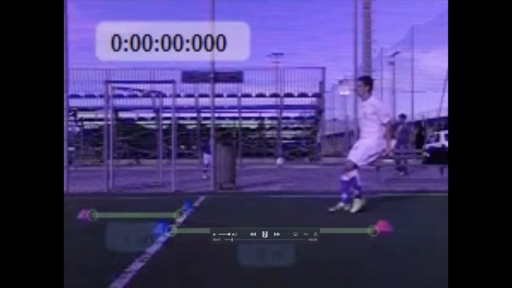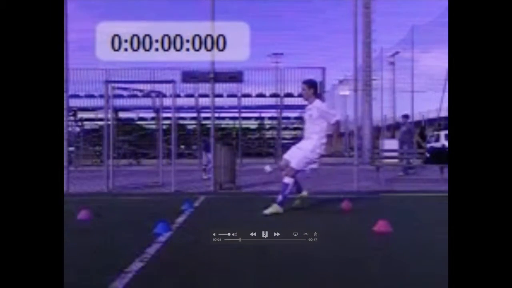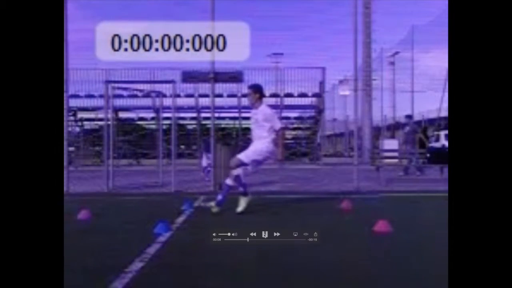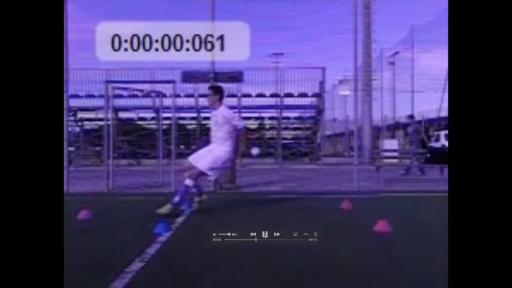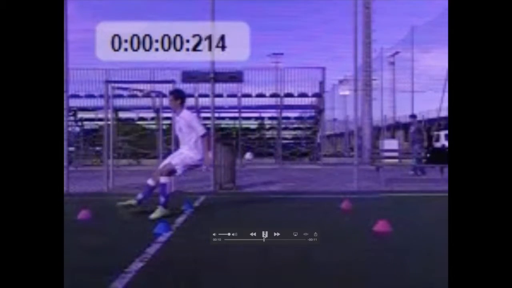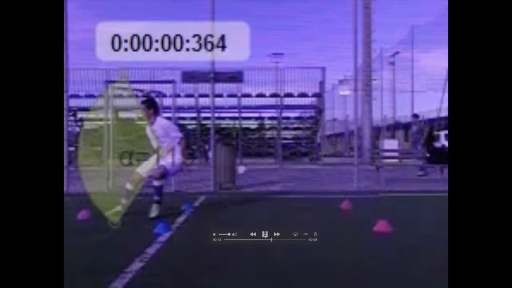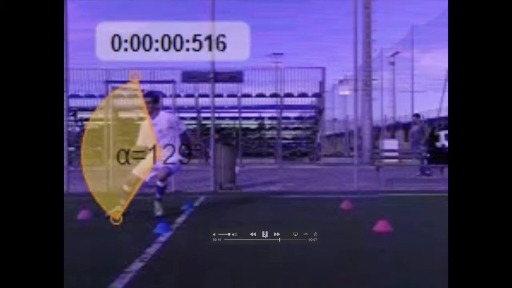Now we are going to see an athlete that performs a COD with a better load capacity of the core. The angle between lower and upper body is wider than the other athlete, suggesting more core strength.